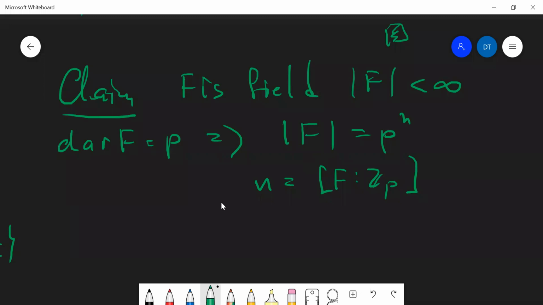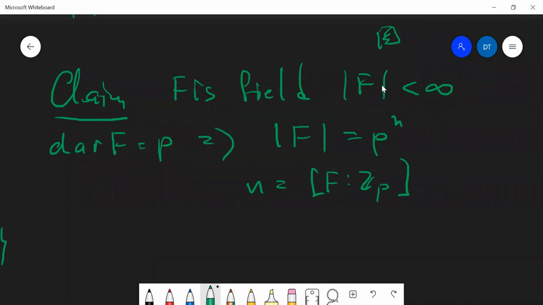So again, if you have a finite field of a prime characteristic P, it contains ZP. So it's a vector space over ZP. So we compute its dimension. It's this number n. Then the amount of elements of F must be P to the n, where P is the characteristic and n is this dimension. This is the claim. So for example, there is no field containing 6 elements because 6 is not a power of a prime number. Only powers of prime numbers are possible here.